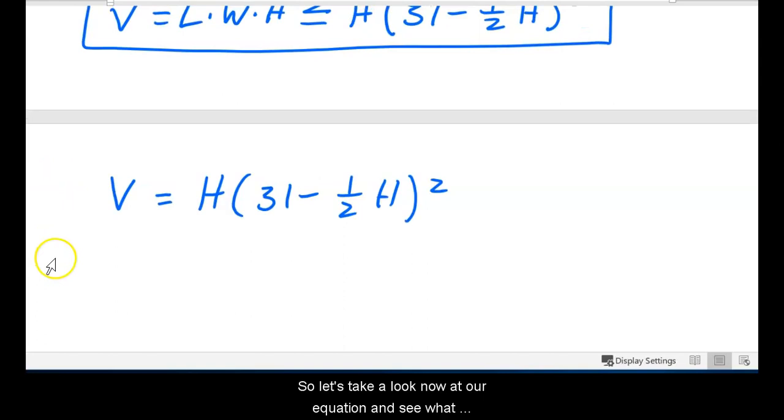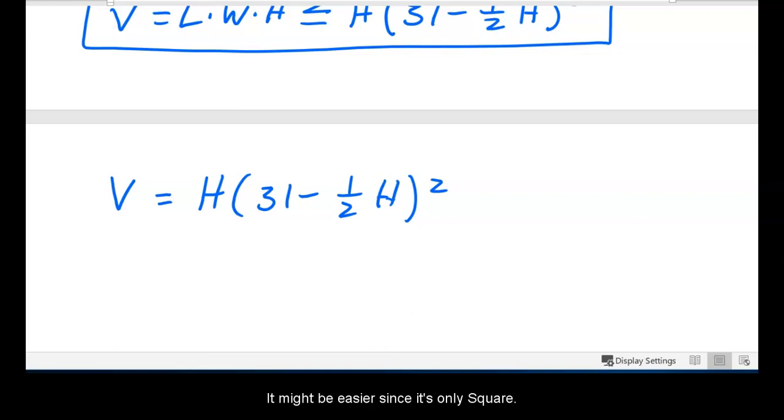So let's take a look now at our equation and see what we can do to solve the rest of this. In order to do this, we could apply the product rule to this expression here with the chain rule, but it might be easier to go ahead and multiply it out since it's only squared. That way we can simply take the derivative of each term individually.